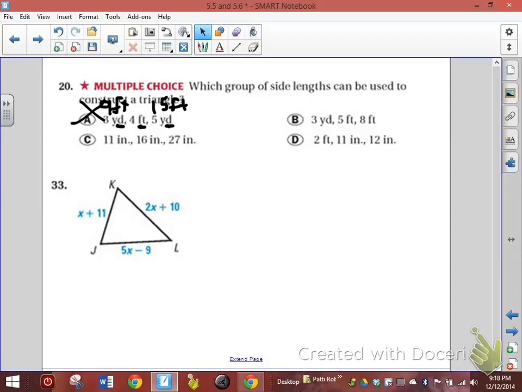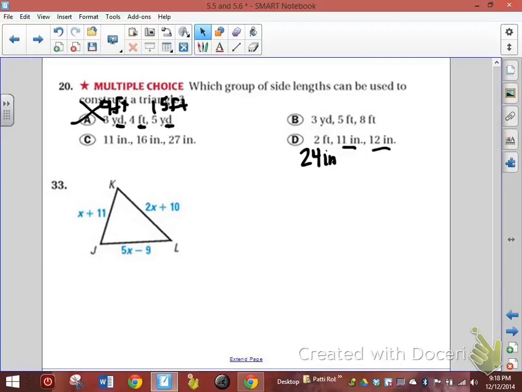And that's how you go on and do the others. On C, it already has them all in inches, so you just add the 2 smaller ones, and that has to be bigger than 27. If it is, then that would be your triangle. On B, you've got to change those yards into feet. On D, you've got to change feet into inches by timesing it by 12, so that would be 24 inches. Then since 11 and 12 are your smaller ones, those have to add up to something bigger than 24. That's how you can tell which one makes an actual triangle.